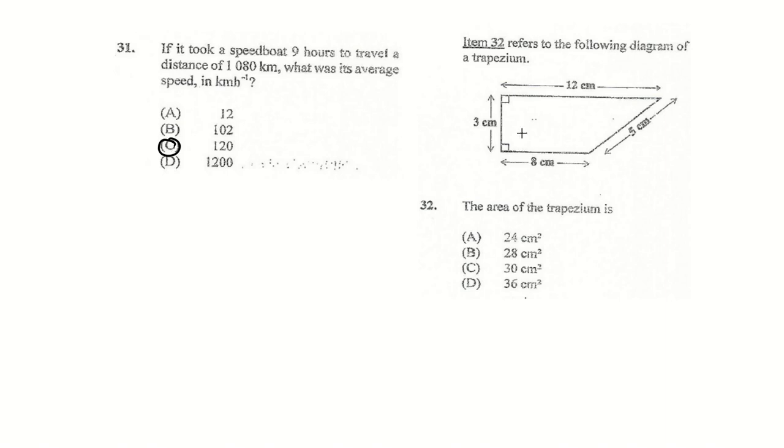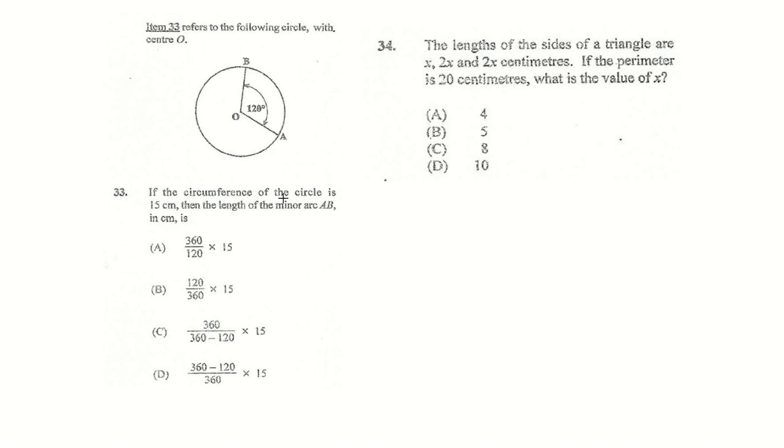Area of a trapezium, that would be a half of 12 plus 8 by a height of 3. A half of 20 is 10, 10 by 3 is 30, so it's C. This one here is a repeated question. It would be 120. The area of your minor arc would be 120 over 360 by 15. This is a repeated question.